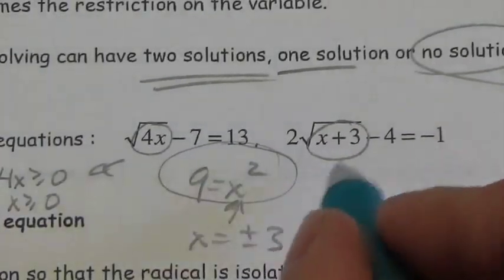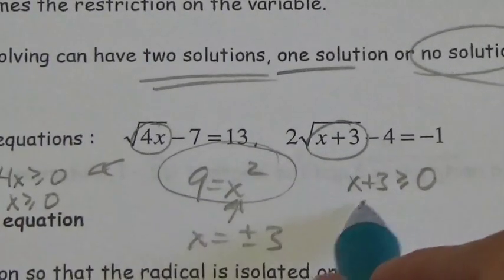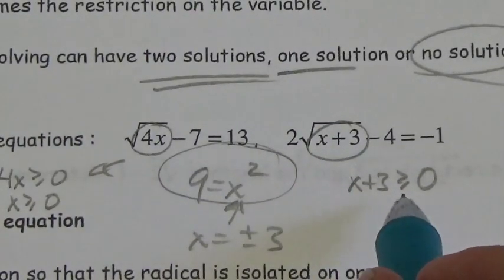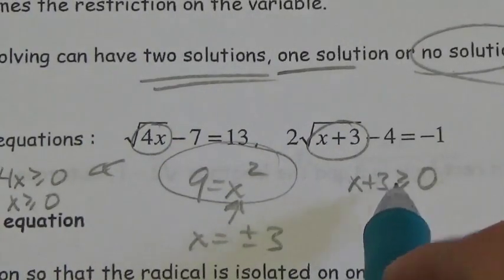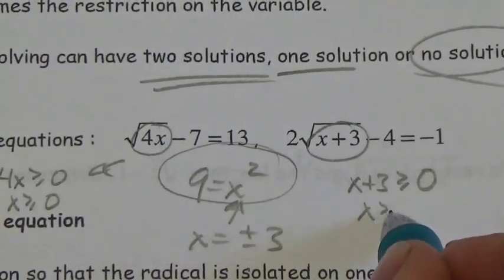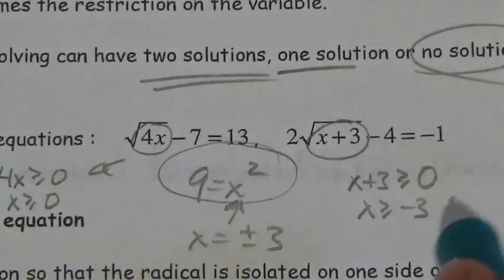Over here in this equation, the radicand is x plus 3. And in this case, that means the x plus 3 must be greater than or equal to 0. If I want to know what the restriction is on just the x, I would move the 3 over. So I would subtract the 3 from both sides, and that tells me that x has to be greater than or equal to negative 3, and that's my restriction.